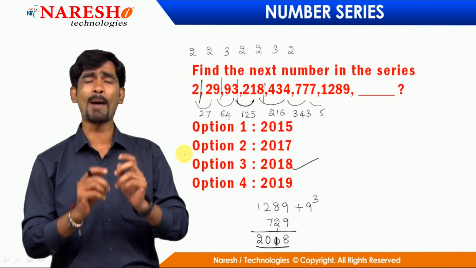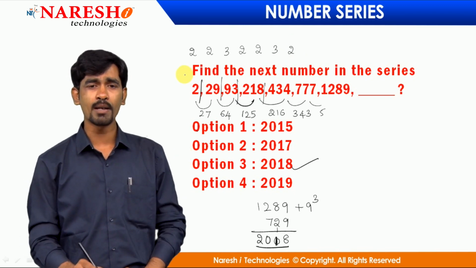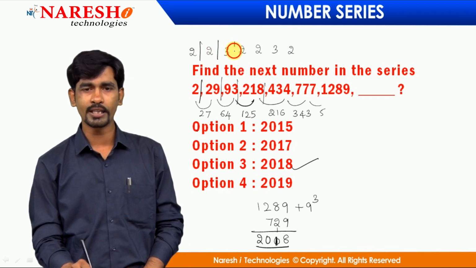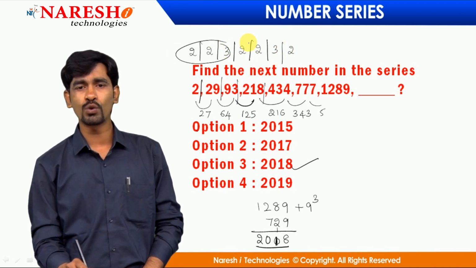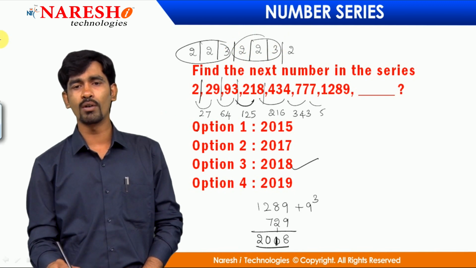So, if you observe, there is a pattern followed by these numbers. So, what is the pattern? It starts with 2, 2, 3, 2, 2, 3. So, I am able to see a pattern of 2, 2, 3, 2, 2, 3. So, we have 2.